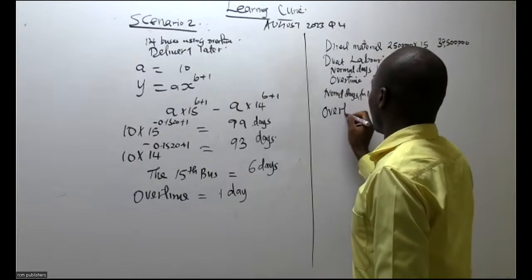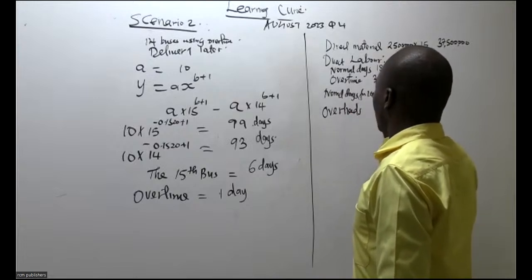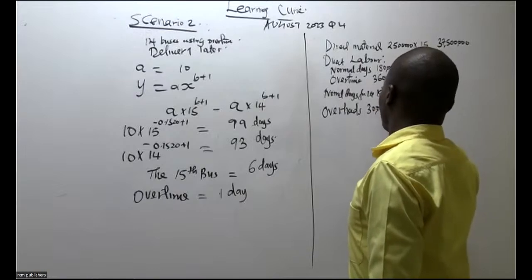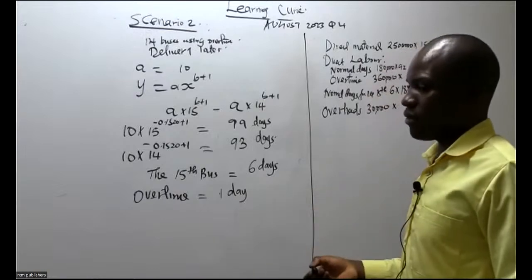Then I need to have overheads. Sasa hapa nitashika watu. Overheads are allocated at 30,000 shillings per day for the normal working days.